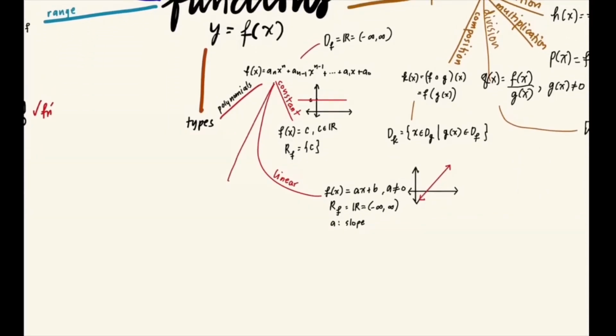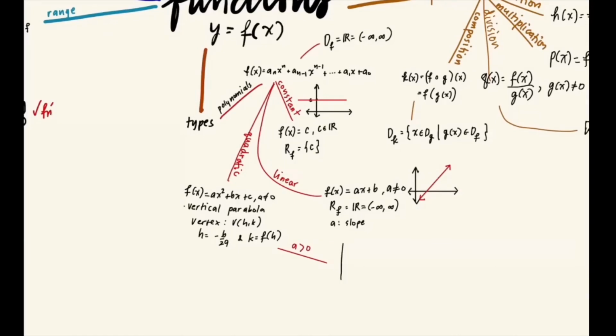Now, another common type of polynomial function is the quadratic function, which is of the form ax squared plus bx plus c, and a cannot be 0. Again, if it's 0, it becomes linear. So this is a vertical parabola, because a horizontal parabola is not a function. The vertex, which represents your extreme point, has the coordinates (h, k), where h is negative b over 2a and k is the value of the function at h. When a is positive, your parabola opens upward.